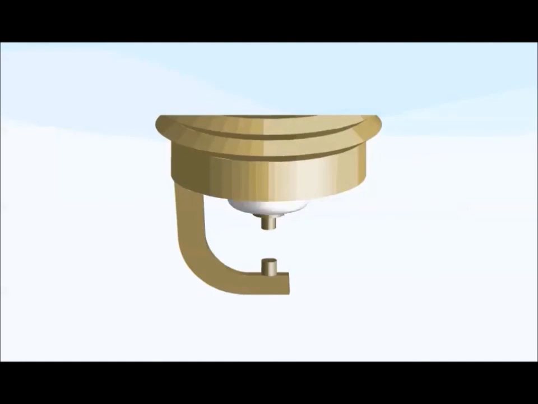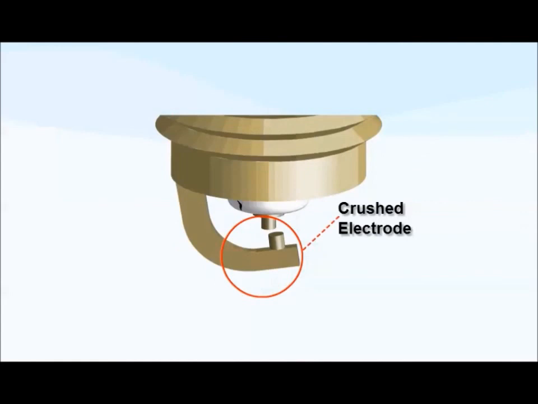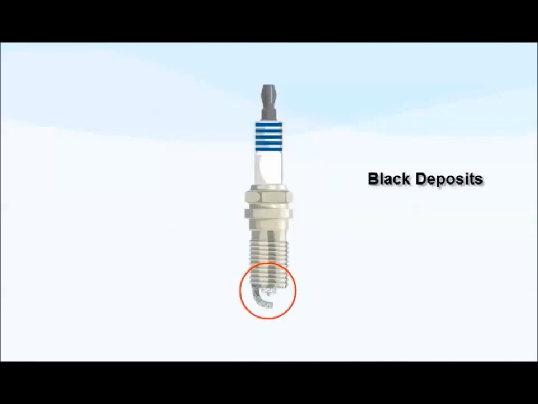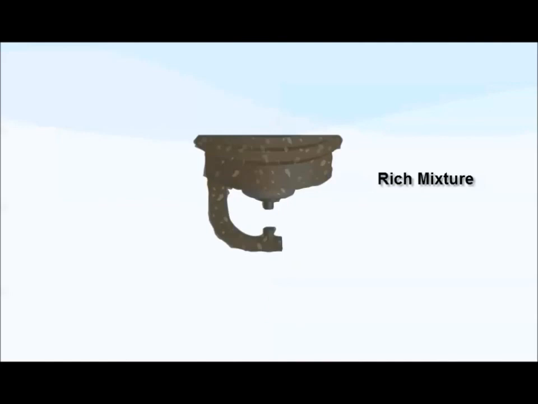Also inspect the mechanical condition of the plug tip. Check for a crushed electrode or cracked ceramic insulator, indicating mechanical damage. Finally, check for black deposits on the spark plug tip. Dry, flaky black deposits indicate a rich mixture, while oily deposits indicate excessive oil consumption.